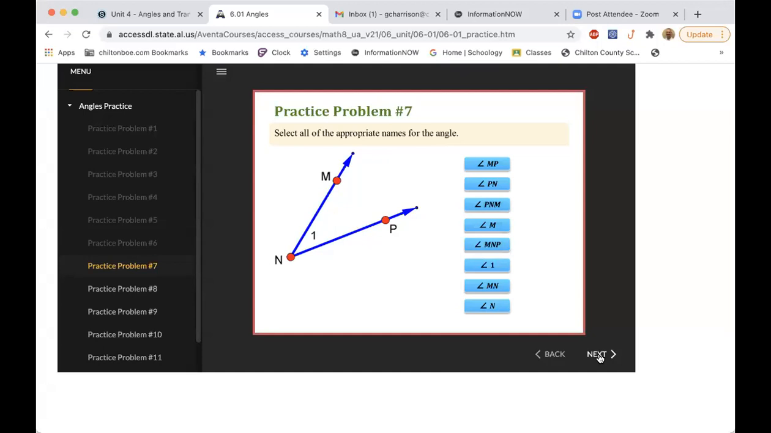Okay, so this could be angle 1, it could be angle N. It could be angle MNP. And it could be angle PNM. And those are the only correct answers. I'm going to pick one that's wrong, and it shows you that one's not right.